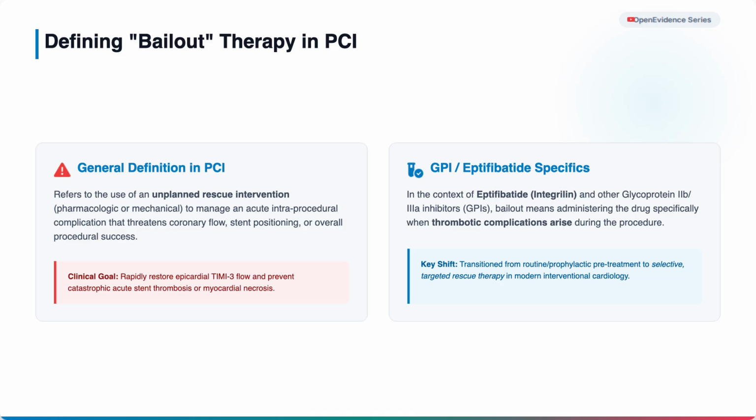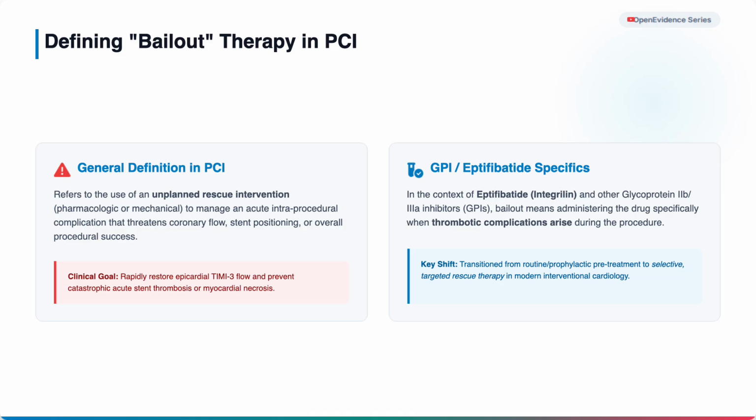Now, where does the bailout come in? In the context of bailout, there's a medicine called Eptifibatide, Integrilin, which can be used as a bolus and also as an infusion. It's a GP2B3 inhibitor, and in true sense, it just means that you're starting this medicine because you saw some complications while doing the cath.